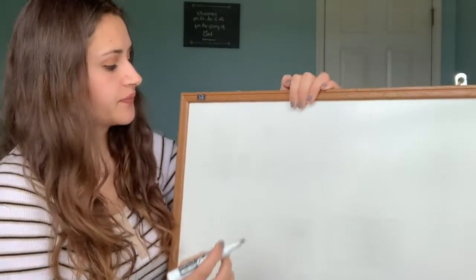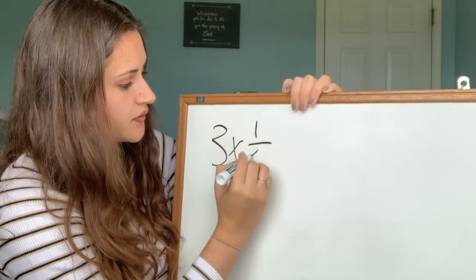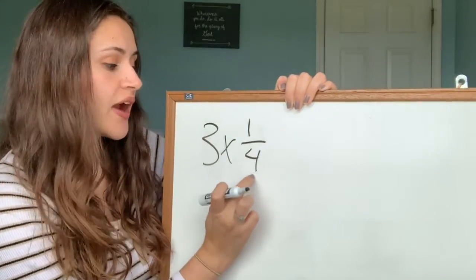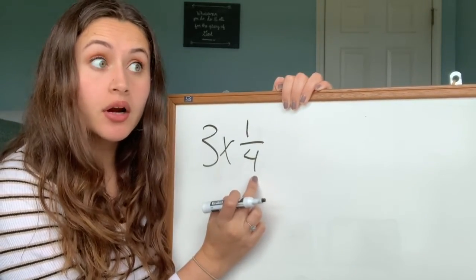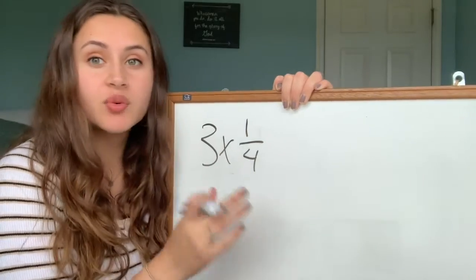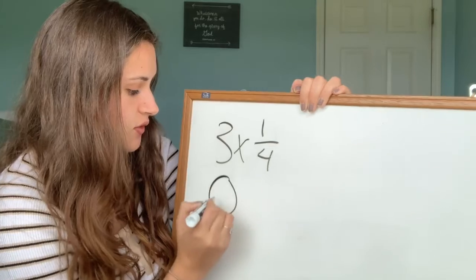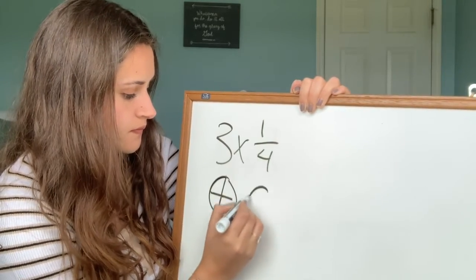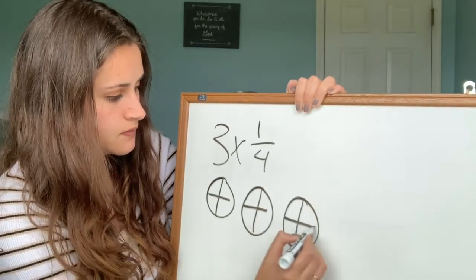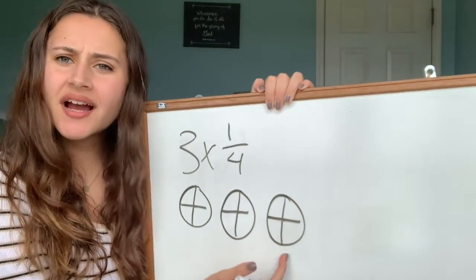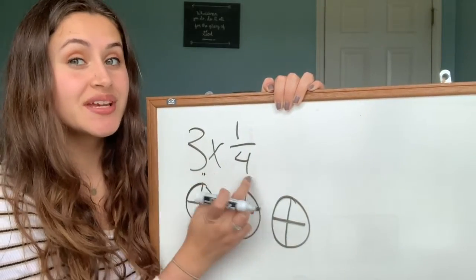Let's do one more. What if we did 3 times 1/4? Okay, so our fraction here tells us what our model needs to look like, right? So our circle or our box, whatever we're going to do, we know we're going to break it into 4 pieces. So let's do circles. Wait a second. Why did I do 3 circles here? That's right, because we're doing 3 times 1/4.